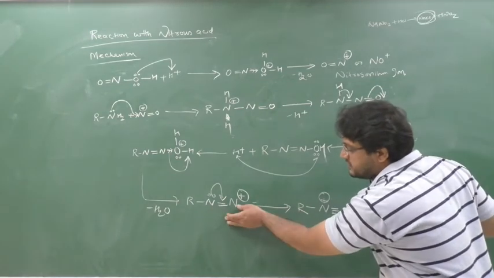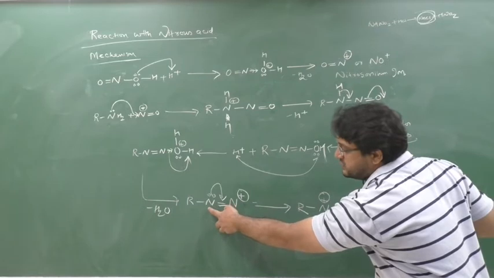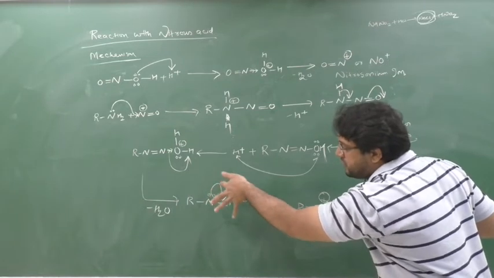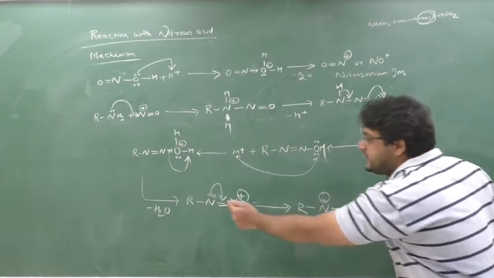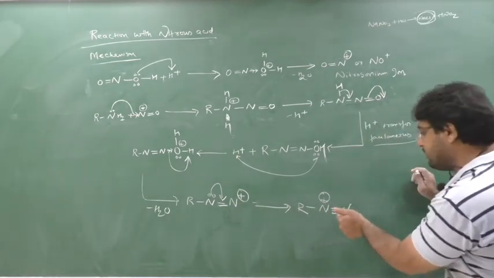Now this nitrogen is in need of electron, which means this nitrogen is having one lone pair extra. So this lone pair will be donated here. When this lone pair is donated, he has given, so it will create positive charge, and he has accepted. So the triple bond is over now.